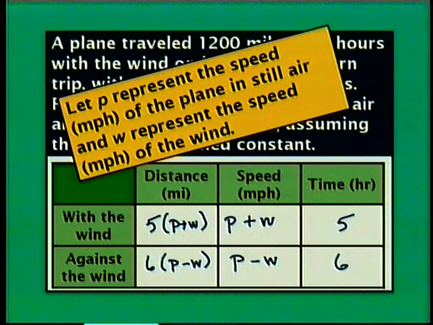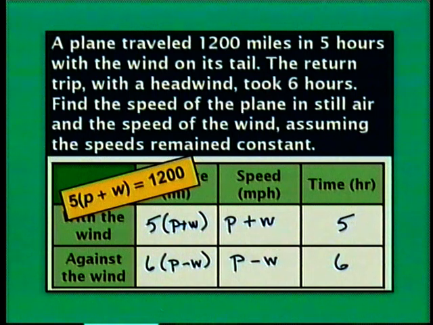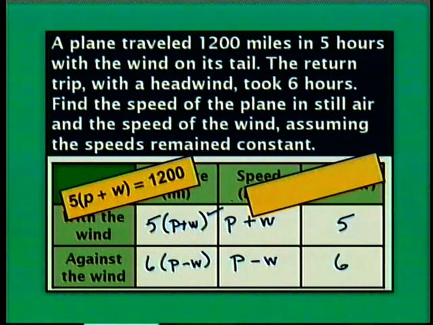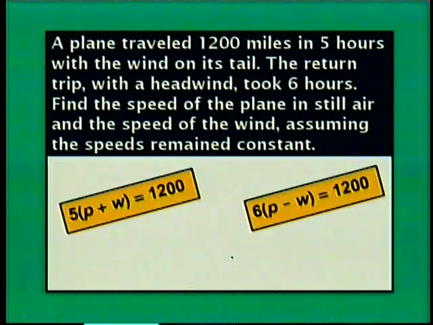Now there's one bit of information that I haven't used yet, and that's the information that the plane traveled 1,200 miles, first going with the wind and then coming back against the wind. But in my table, if I look at this distance, it has to equal 1,200 miles. And if I look at this distance, it also has to equal 1,200 miles. So I've got a system of equations which I can solve.